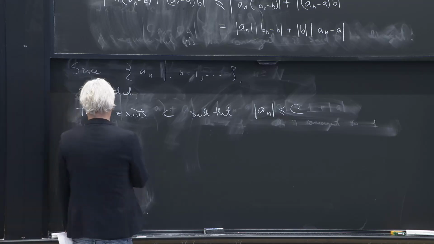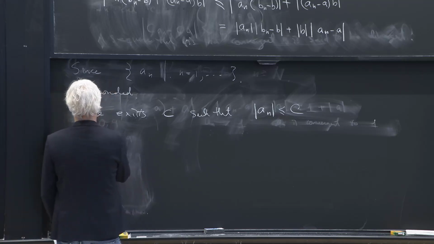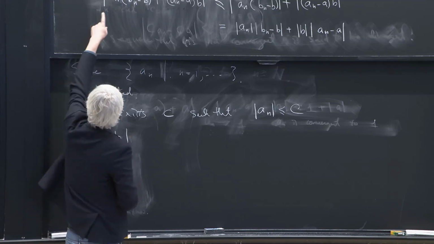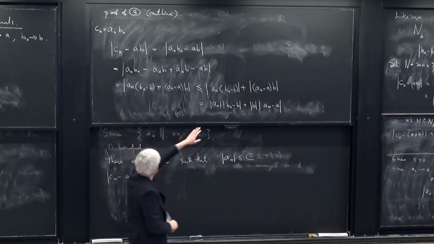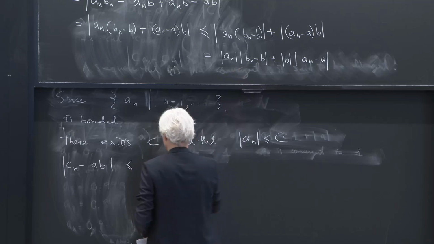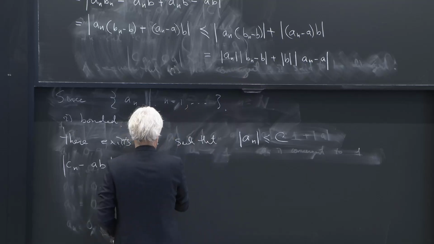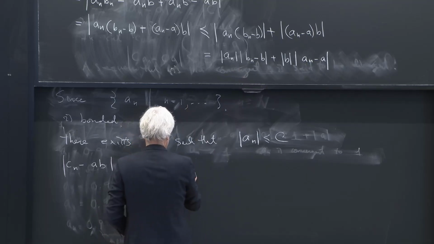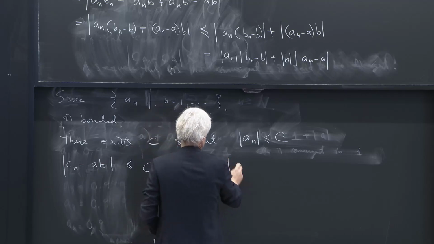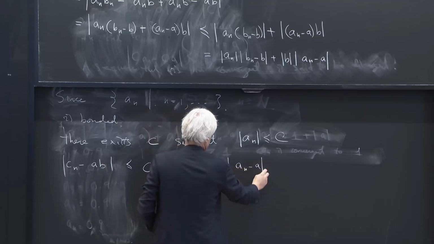And so now I have that |c_n - ab|, this is what I had up there. And I'm just using that, because these things here are bounded by C, I get that it's bounded by C times |b_n - b| plus |b| times |a_n - a|. Right?